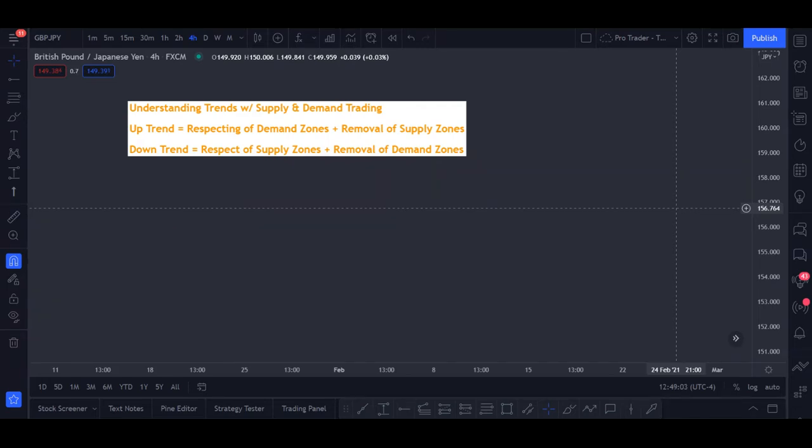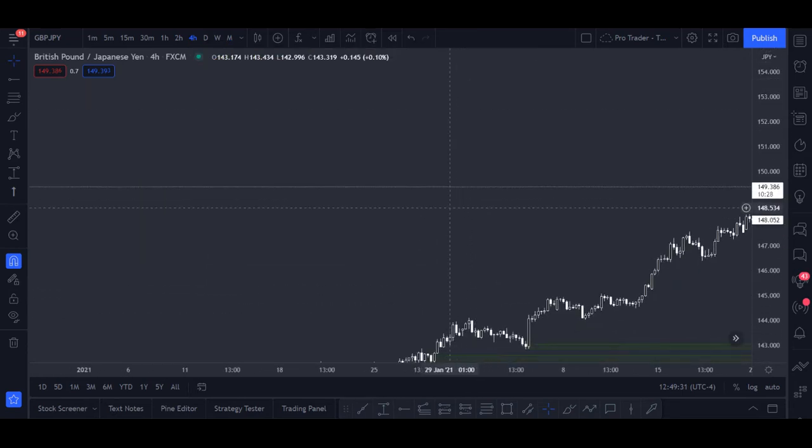All right, guys. Now, with that being said, when we talk about trends, when we're trading supply and demand, there are two rules. Right here on the screen, an uptrend is simply the respecting of demand zones and the removal of supply zones. And the downtrend is the respecting of supply zones along with the removal of demand zones.